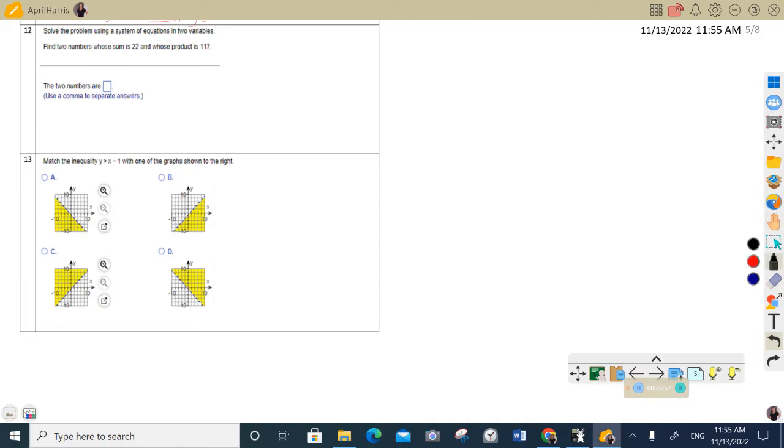Okay, number 12 says solve the problem using a system of equations in 2 variables. Find the 2 numbers whose sum is 22 and whose product is 117. Actually, easier than using a system, we're going to solve this by listing the factors of 117, because the product means you multiply to get 117. So let's do like a little factor tree.